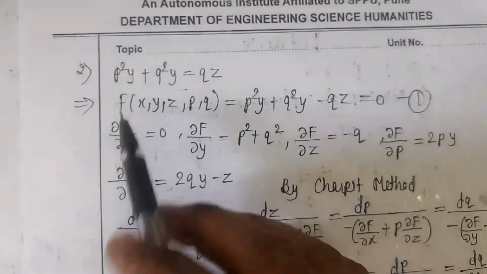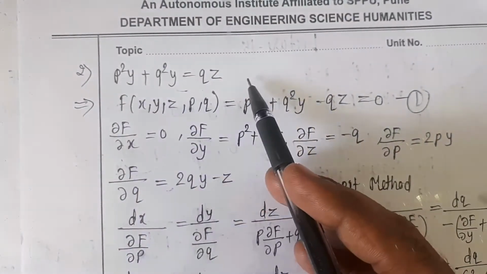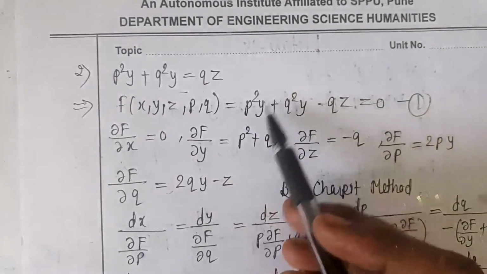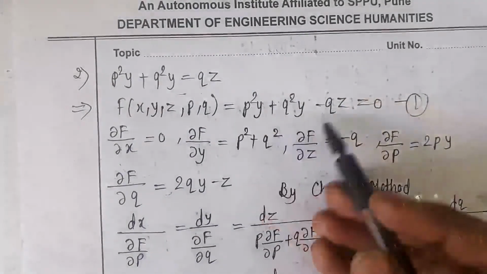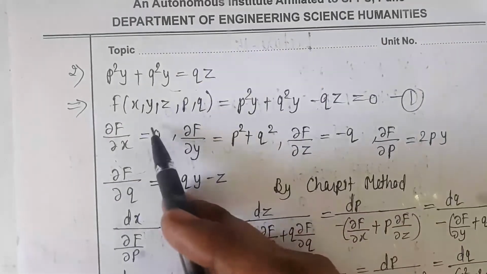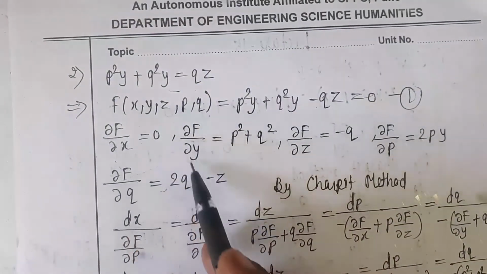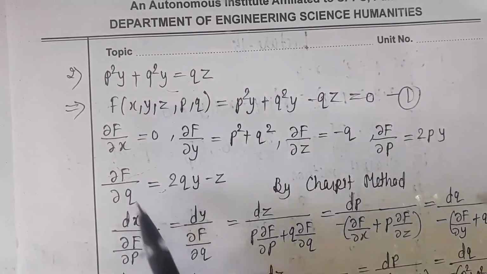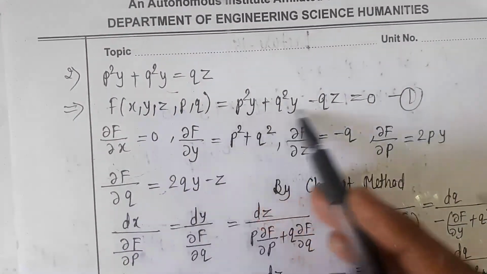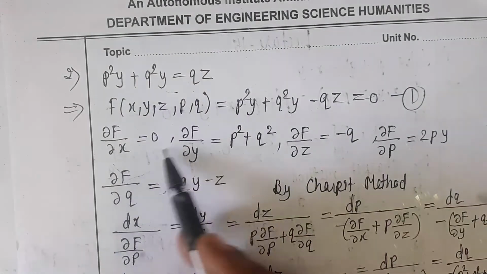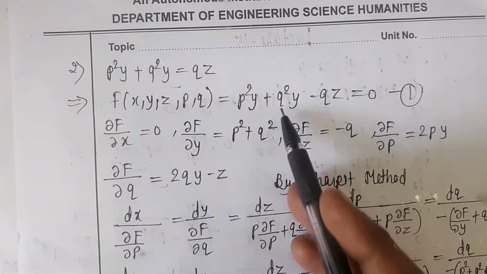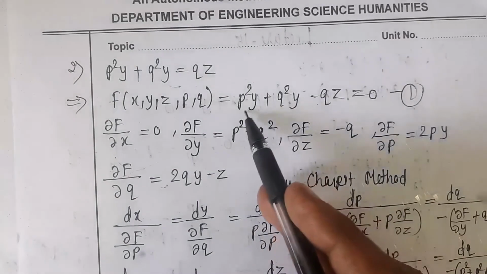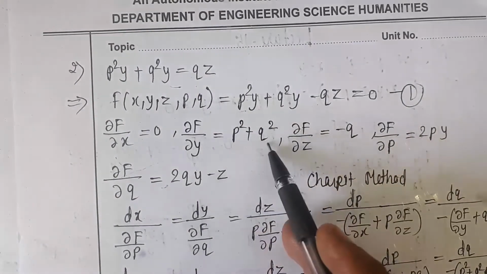Next question is p square y plus q square y is equal to qz. So again same, p square y plus q square y minus qz is equal to 0, and denote this equation by f. Find out derivative of f with respect to x, y, z, p, q. So derivative of f with respect to x, no x term is present, so it is 0. Derivative of f with respect to y is p square plus q square.